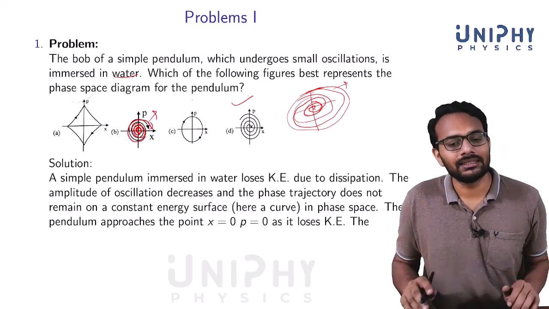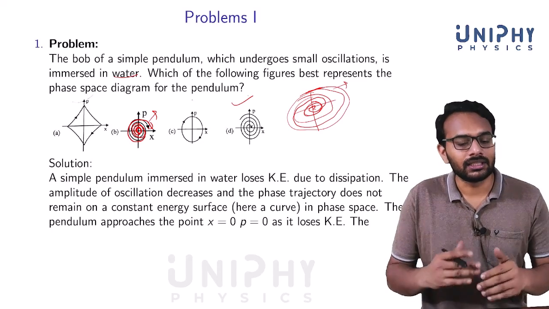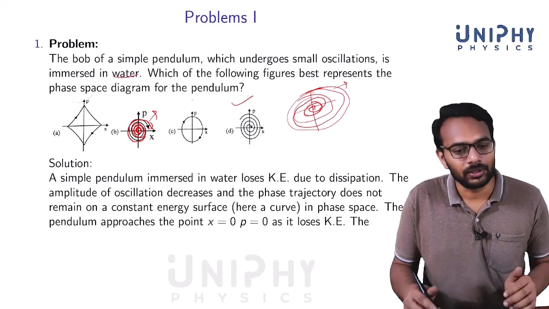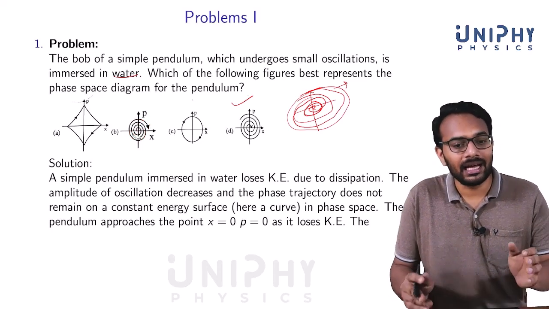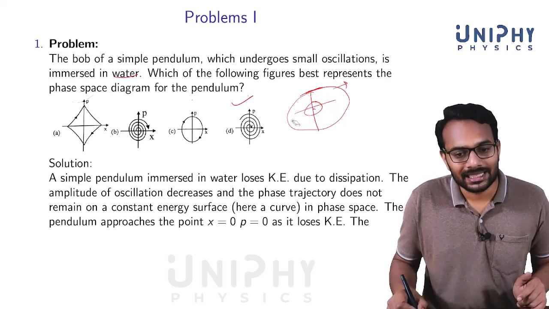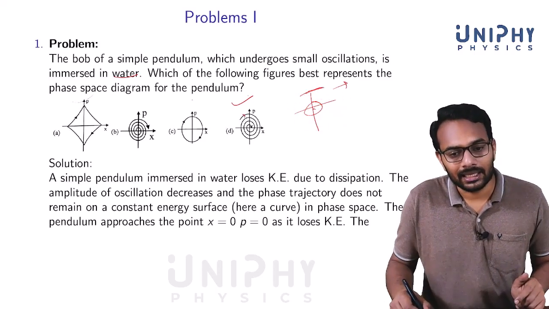So this could be something like a forced pendulum or a driven pendulum. This could be a driven pendulum, but we are asked about a pendulum which is dissipating. So in that case, we see that it should trace curves of lower and lower energy. So this is the case.